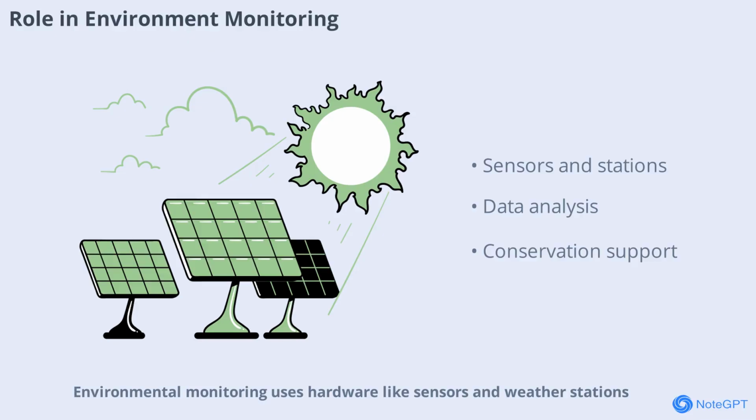Environmental monitoring uses hardware like sensors and weather stations, paired with software for data collection, analysis, and reporting. This technology helps track pollution, weather patterns, and natural resources, supporting conservation efforts.